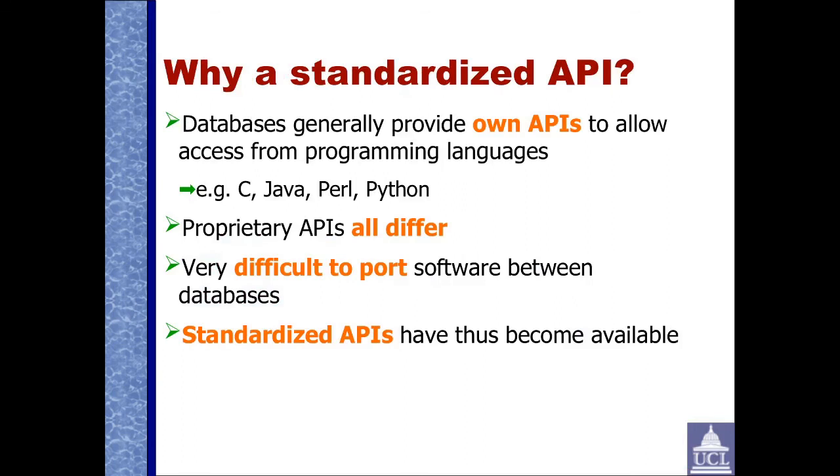Why then do we need a standardized API? Well, databases generally provide their own APIs to allow access from programming languages such as C, Java, Perl, Python, and so on. But all these different proprietary APIs are all different from one another. And that, as I mentioned before, gets us away from the idea of being able to port the software between different databases. While we can port the SQL easily, because that's generally pretty much the same, the APIs, the way that we connect to the database, can be very different. And thus, these standardized APIs have become available. In part two of the lecture, we're going to look at PEP249, which is the most commonly used standard API for accessing databases from Python.